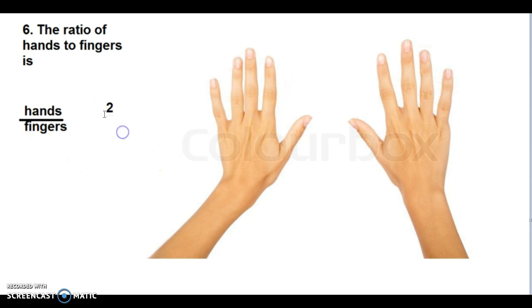So how many hands do we have? Well, we have 2 hands. How many fingers are on there? 1, 2, 3, 4, 5, 6, 7, 8, 9, 10. 10 fingers.